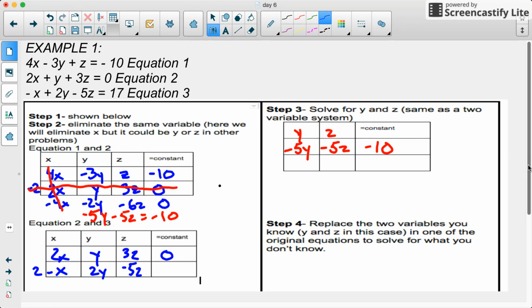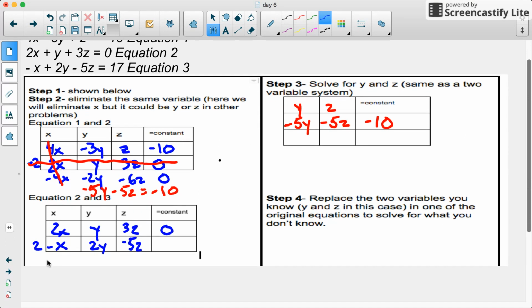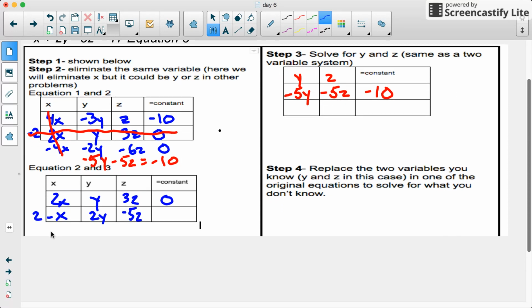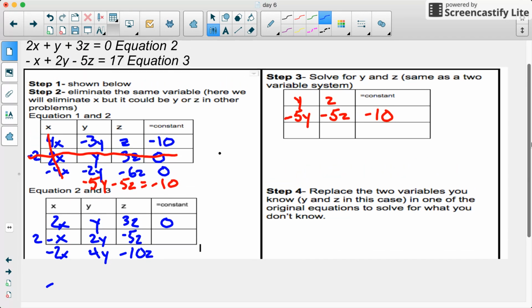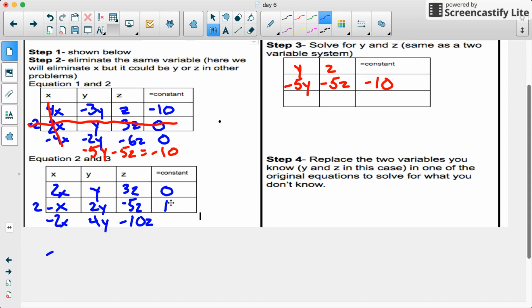So I'll just slide down a little bit and multiply. So negative 2x and 4y and negative 10z. And I forgot to bring down my constant. My constant here is 17. So let me put that back in there. So 2 times 17 is 34.